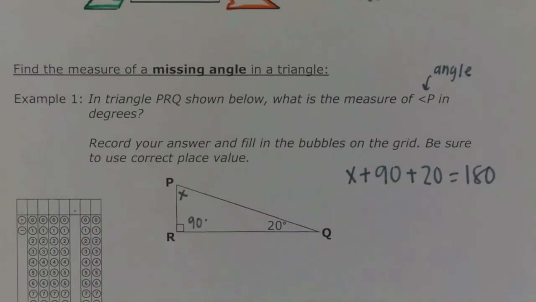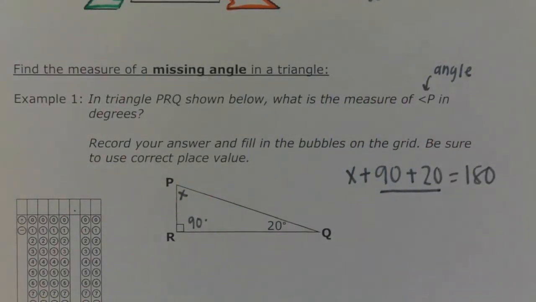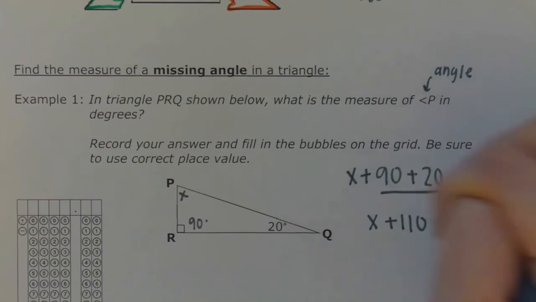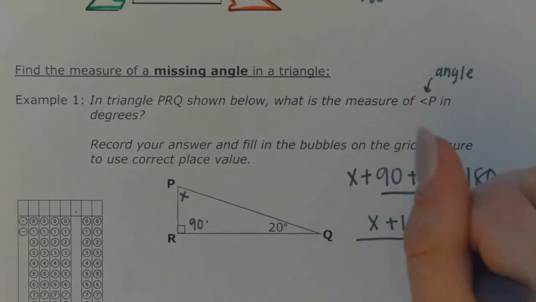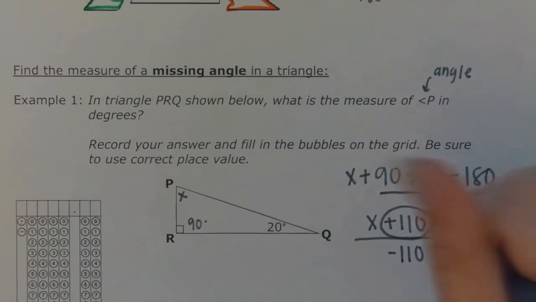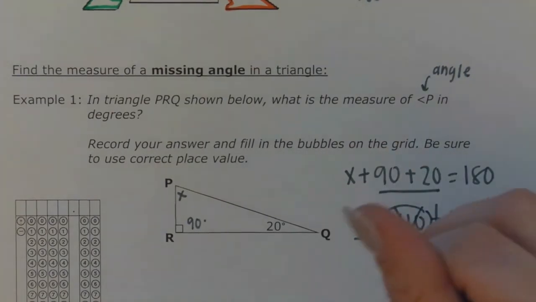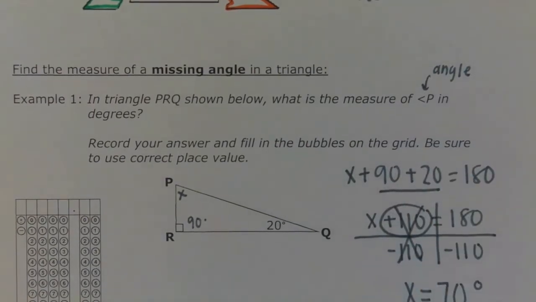Now, this goes back to when we solved those one-step equations, right? I want to get rid of what is bothering X, and right now, 90 plus 20 is bothering X. So let's simplify this. 90 plus 20 gives me 110, and that's all equal to 180. I'm going to build my T-chart, circle what's bothering the X, and then do the opposite. The opposite of adding 110 is subtracting 110. What you do to one side, you have to do to the other side. My 110s cancel each other out, so I'm left with X equals 180 minus 110, which is 70 degrees.